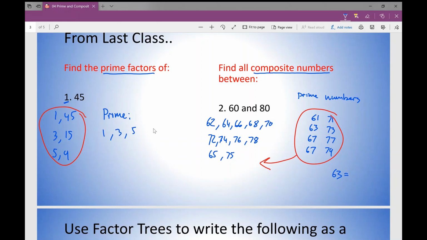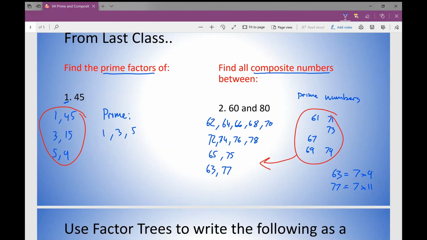63 is 7 times 9, so that means 63 is a composite number, and it needs to go in this list. I can also, oh sorry, I made a mistake here. That should say 69. I can also think of a way that we can make 77. That's 7 times 11, so 77 doesn't belong in our list of prime numbers. It should be over here as a composite number.